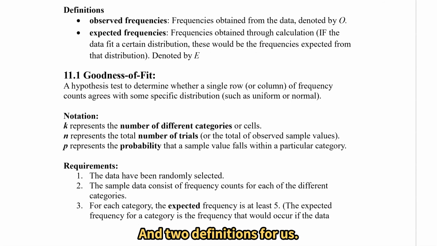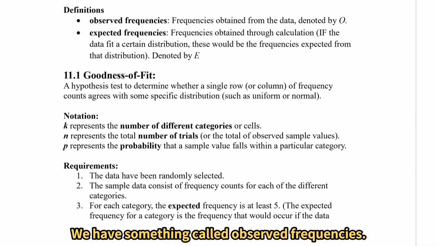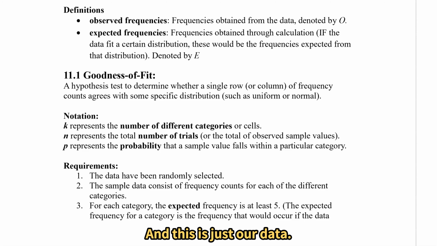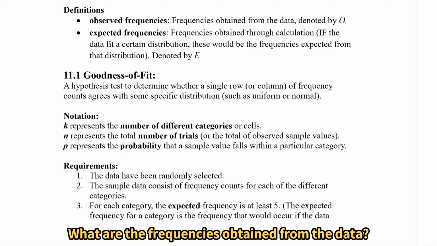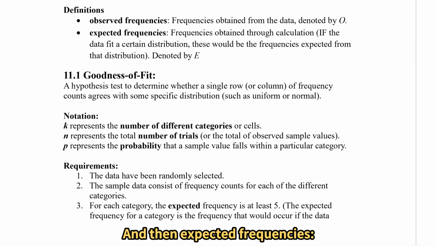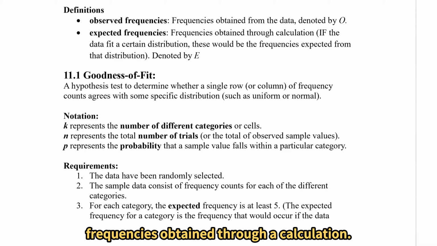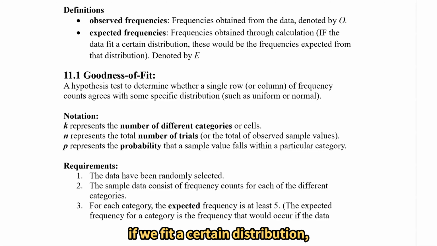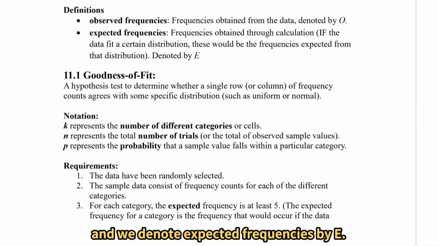And 2 definitions for us. We have something called observed frequencies, and this is just our data. What are the frequencies obtained from the data? Usually we denote this by the letter O. And then expected frequencies: frequencies obtained through a calculation. If we fit a certain distribution, these would be the frequencies that we expect from that distribution. And we denote expected frequencies by E.